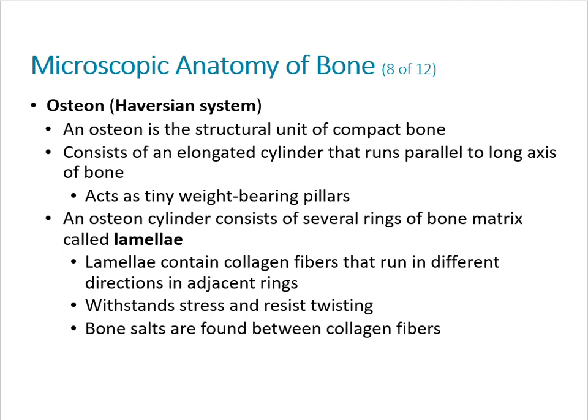An osteon is really just multiple cylinders, several rings that are around each other, so concentric rings, and those rings are called lamellae. They contain collagen fibers that run in different directions in the adjacent rings, and this allows bone to withstand stress and resist twisting. And bone salts, of course, are also found in this bone matrix to make it hard and allow it to resist compression, and they are found between collagen fibers.